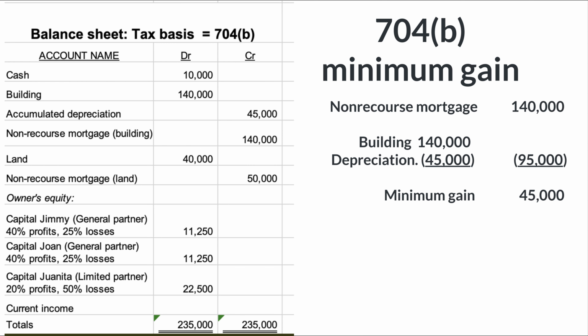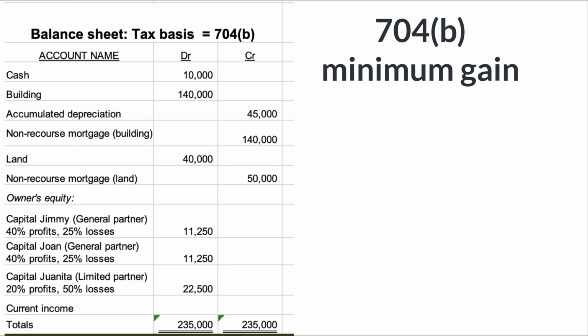The partnership agreement allocates this minimum gain by the same percentages that it allocated the depreciation expense to the partners. The 704B minimum gain lurks in the background. It is triggered only if the partnership defaults on the non-recourse mortgage.